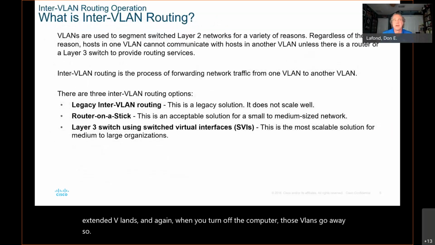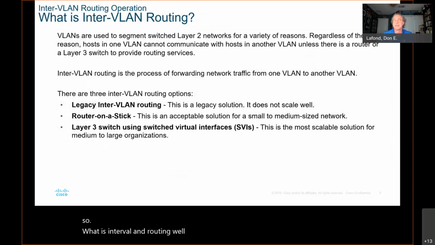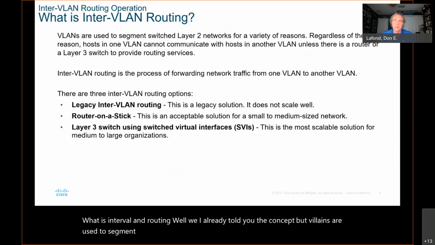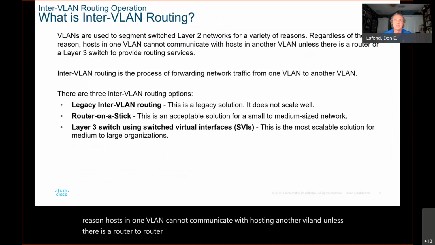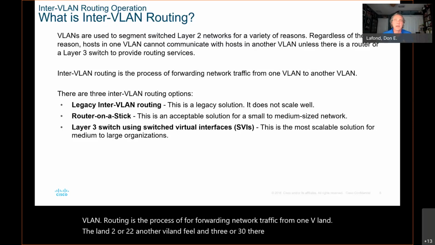What is inter-VLAN routing? Well, I already told you the concept, but VLANs are used to segment layer 2 switch networks for a variety of reasons. Regardless of the reason, hosts in one VLAN cannot communicate with hosts in another VLAN unless there is a router or a layer 3 switch to provide routing services. Inter-VLAN routing is the process of forwarding network traffic from one VLAN, VLAN 2 or 20, to another VLAN, VLAN 3 or 30. There are 3 inter-VLAN routing options.